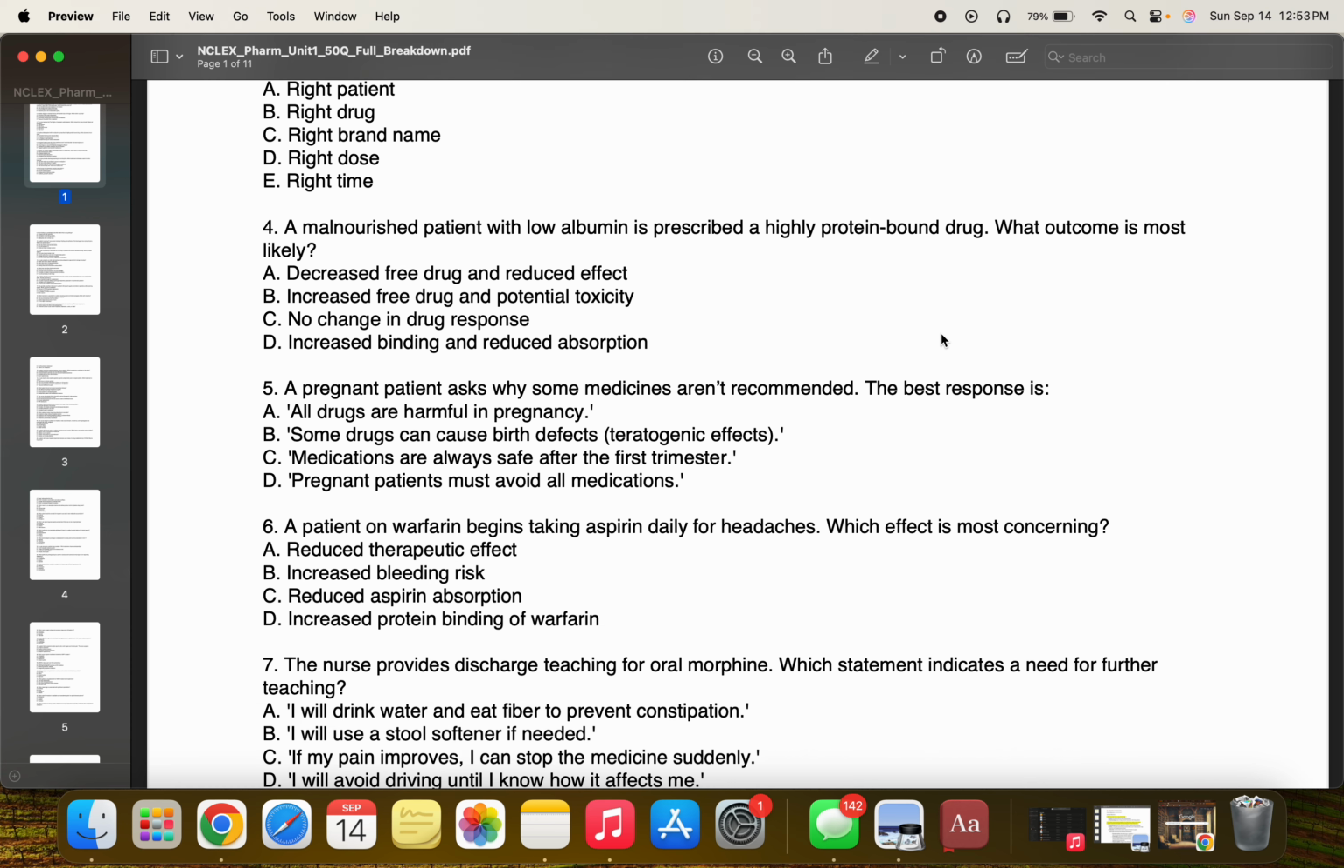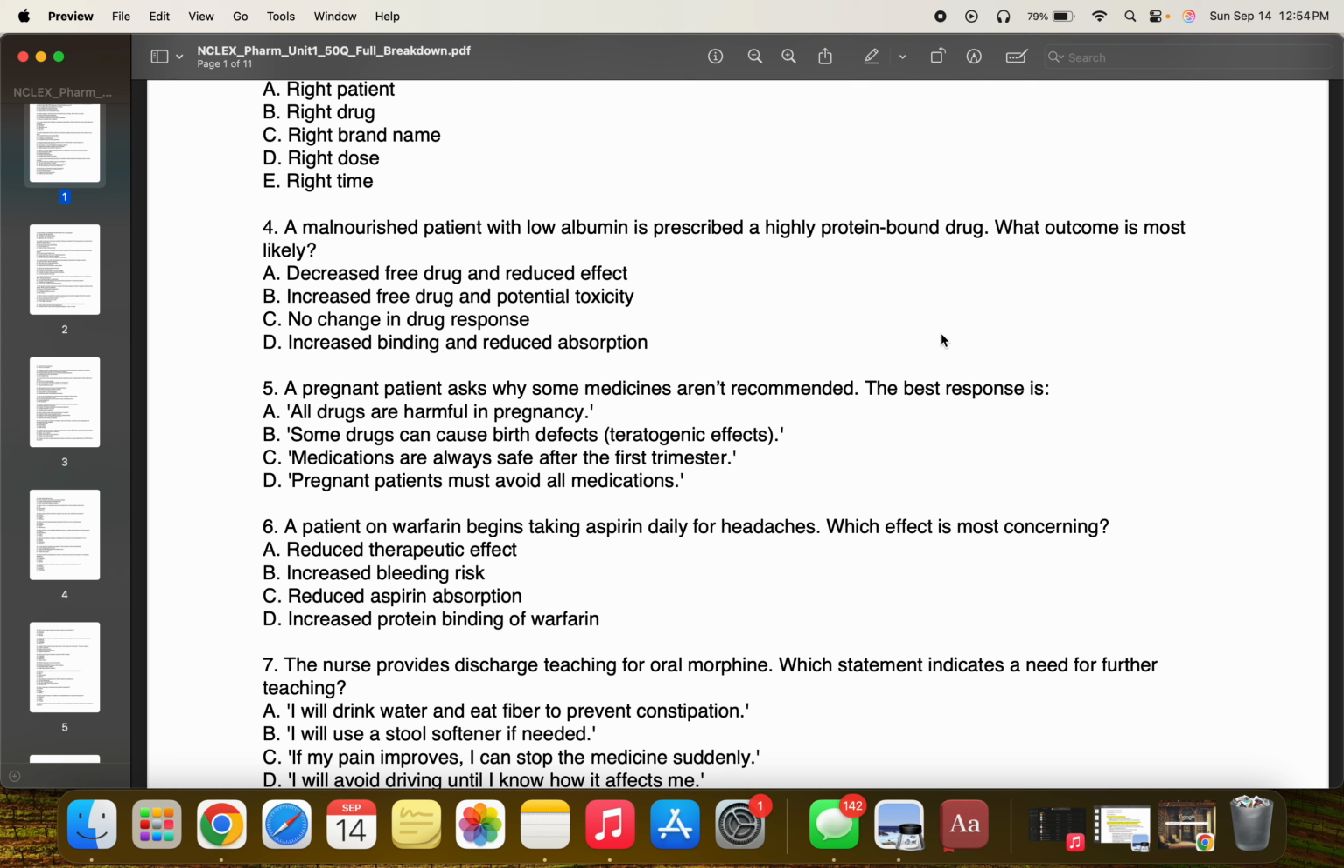5. A pregnant patient asks why some medicines aren't recommended. The best response is A, all drugs are harmful in pregnancy. B, some drugs can cause birth defects. C, medications are always safe after the first trimester. D, pregnant patients must avoid all medication.